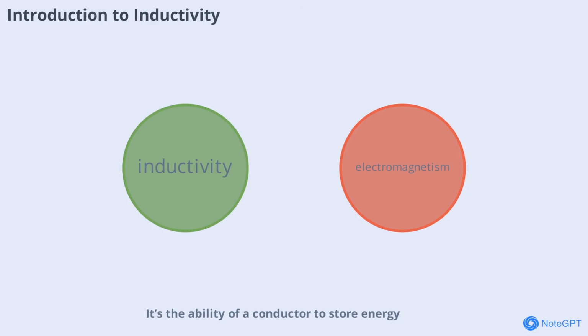It's the ability of a conductor to store energy in a magnetic field when electrical current flows through it. This concept might sound technical, but it's at the heart of many devices and systems we use every day. Let's start by understanding the basics before moving into real-world applications and fascinating examples.